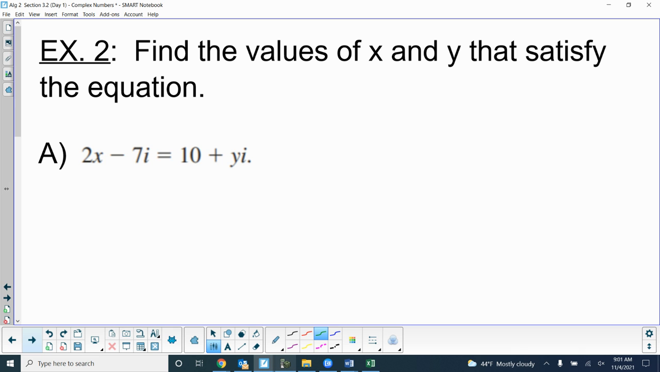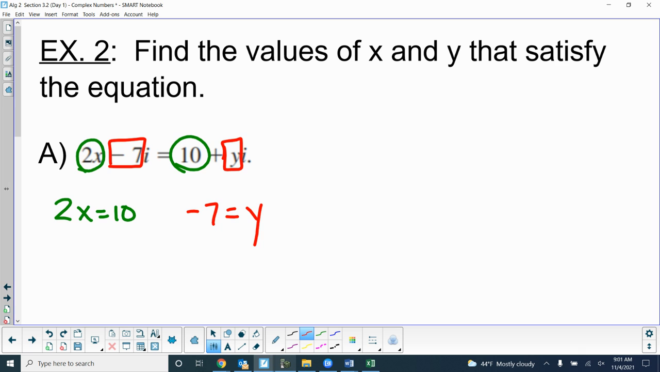So a problem like this, those are the real parts. If these two imaginary numbers are equal, that means those two parts have to be equal, and those two parts have to be equal. So they just want you to solve for x and y. All right? So what do I got to do to solve for x? Divide by 2. Y is already by itself, so we didn't have to do anything there. So when you'll get a problem like that.